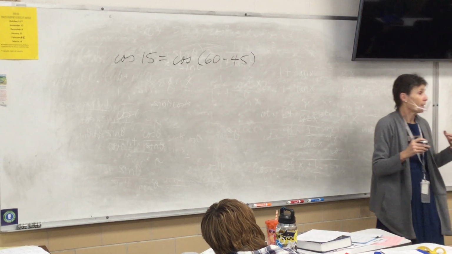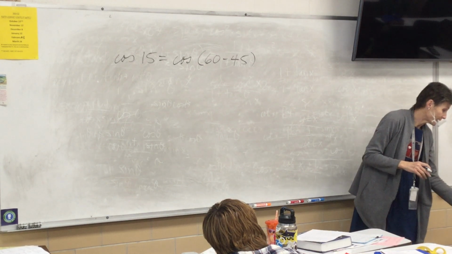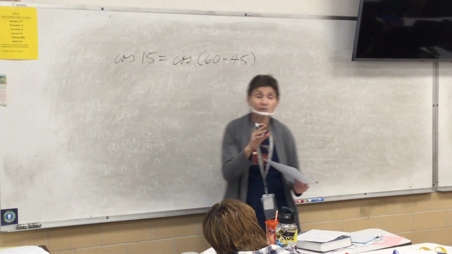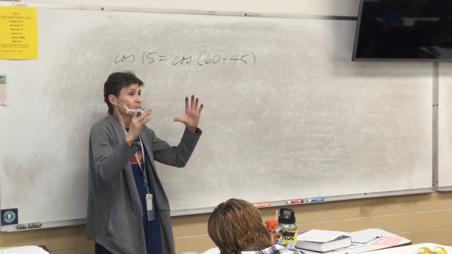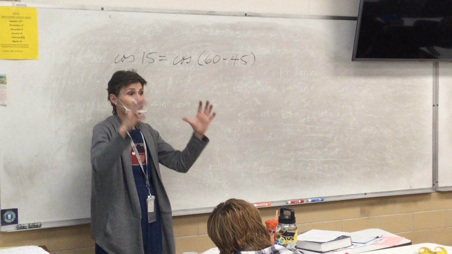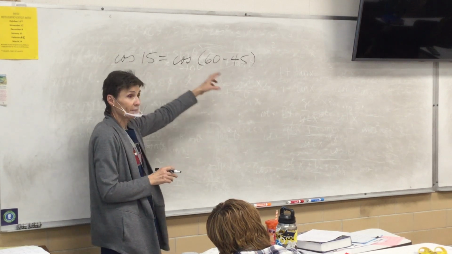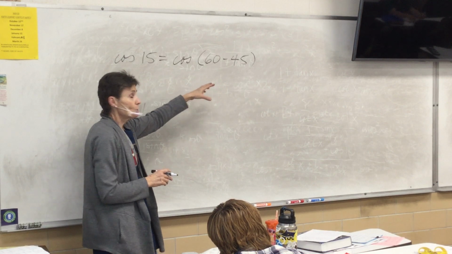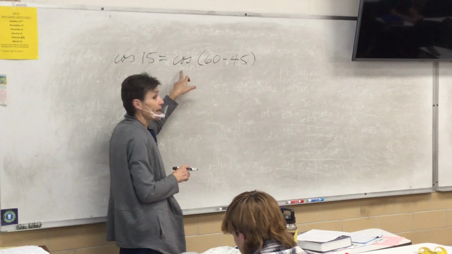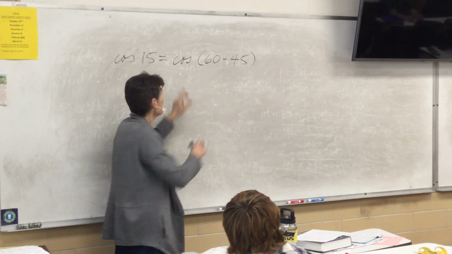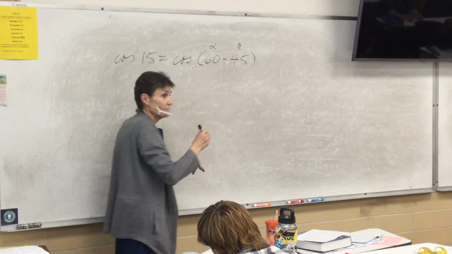So for these problems, the first thing you're going to do is look at whatever angle you've been given. In this case, it's 15. And you're going to try to write it as one of your special angles plus another or minus another. So I chose 60 minus 45. So this is a difference. It's a cosine. This is my alpha, and this is my beta.